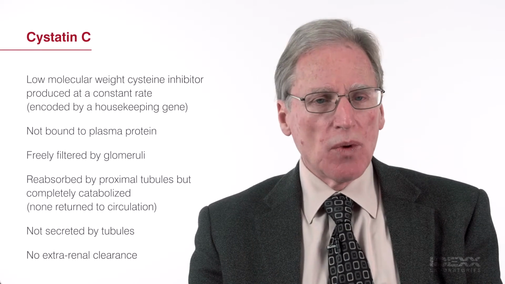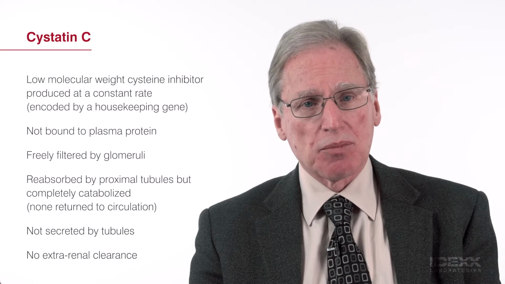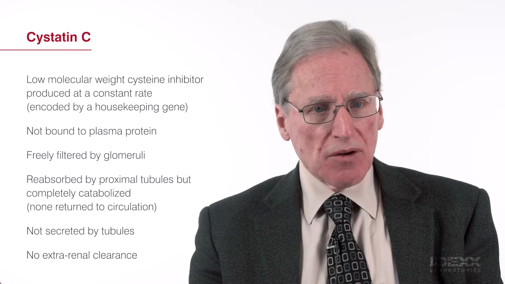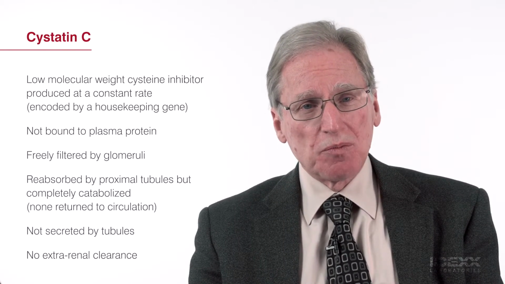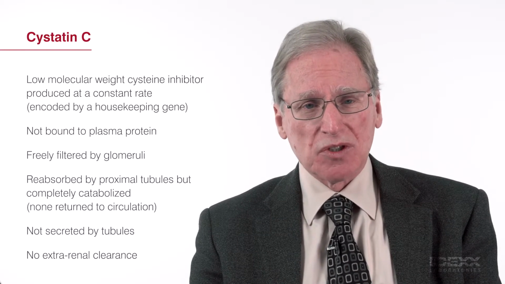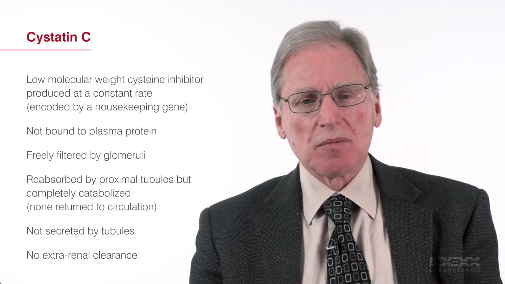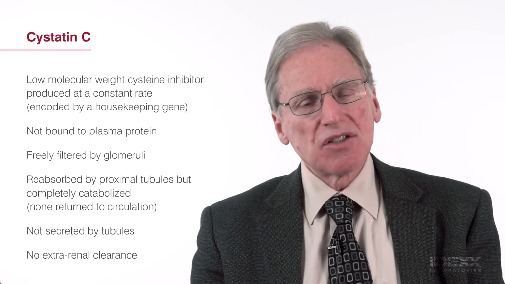The first we'll mention is cystatin C, which is a low molecular weight cysteine inhibitor that is produced at a constant rate in the body because it's a product of a housekeeping gene. It is, again, not bound to plasma proteins, not metabolized. It is reabsorbed in the tubules, but it never is returned to the blood because the reabsorbed molecule is completely destroyed in the tubular cell, broken down. So it's as if it were not reabsorbed. Likewise, it's not secreted. So the cystatin C can be used as an indicator of GFR.